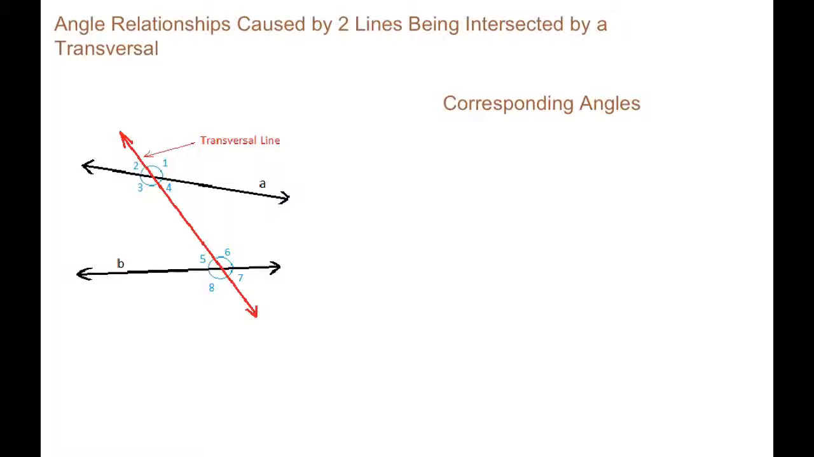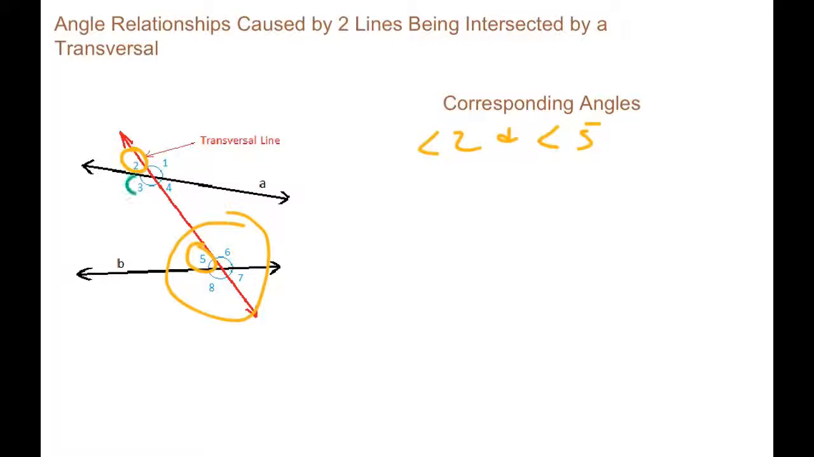All right, corresponding angles. Here's what we got to think back to when we did similar figures and we talked about corresponding parts. Corresponding parts meant parts that were in the same position. Well, same idea here. If I'm looking at angle 2, it's to the left of the transversal and above it. Okay, so if I look down here at these 4 angles, which angle is to the left of the transversal and above line B? Well, that's 5. So angle 2 and angle 5 are corresponding.